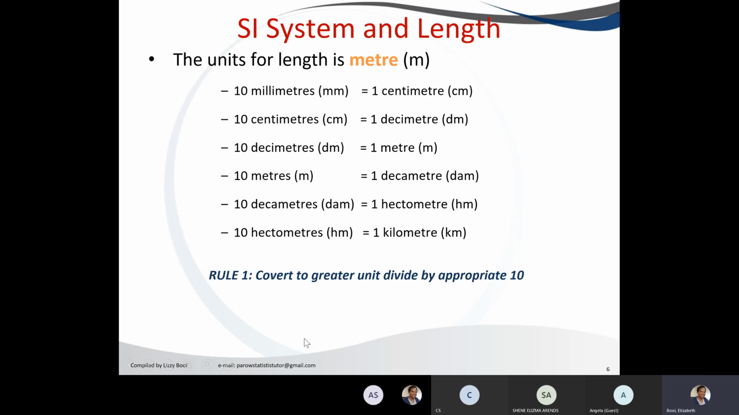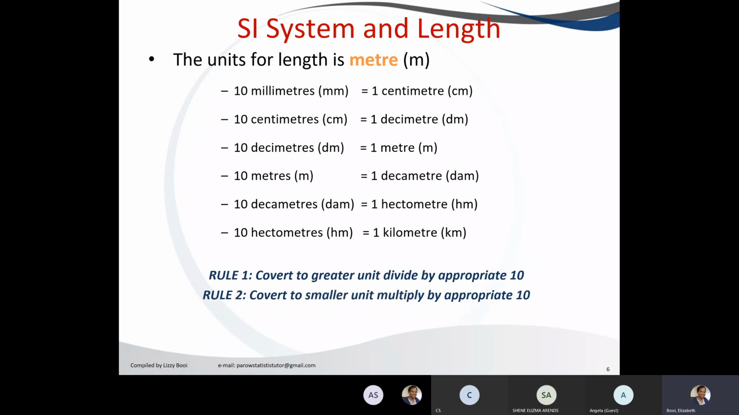Okay, so let's use the first rule. The first rule says if I want to convert to a greater unit, I will be dividing by the appropriate 10. So if I convert from centimeters to kilometers, I need to know by how many tens I need to convert, because I know that a centimeter to a kilometer will be 10 times 10 times 10 times 10 times 10, which is 100,000 centimeters in a kilometer. So you need to know all those things.